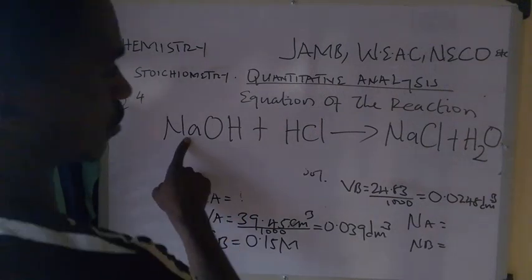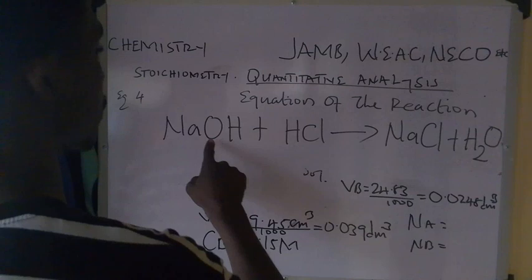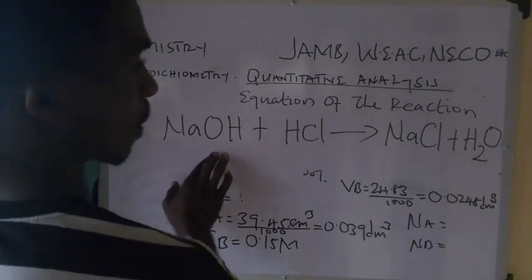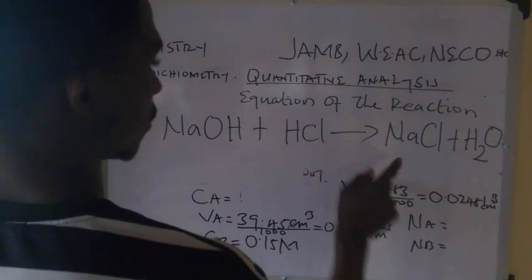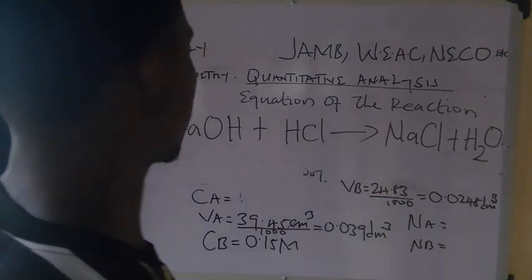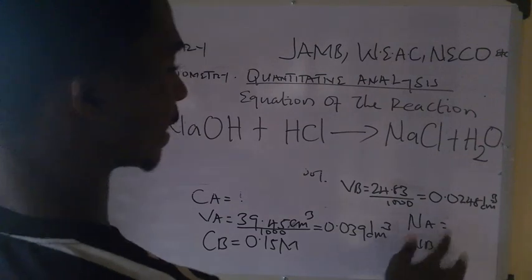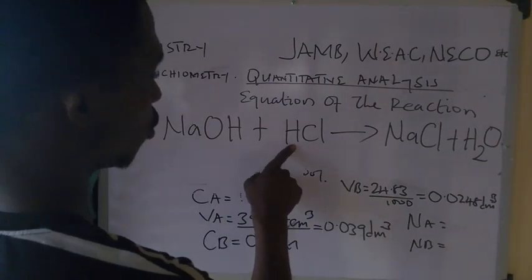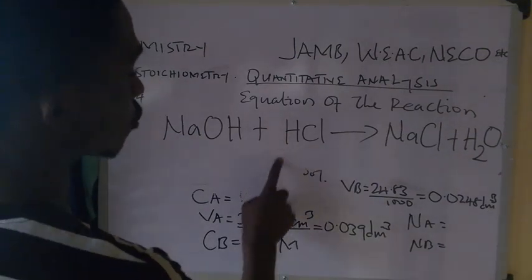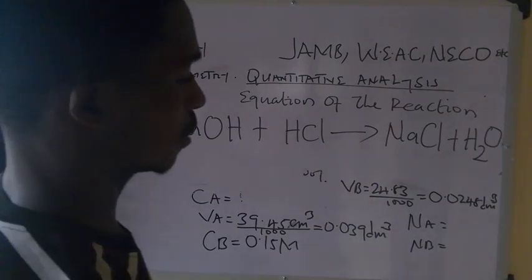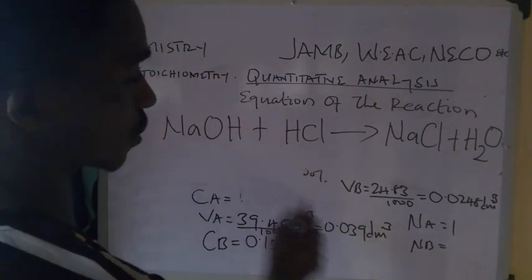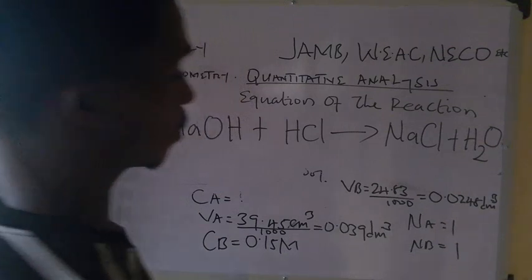One atom of sodium here, one here. Oxygen is one here and one there. Hydrogen is two here, two here. Chlorine is one here and here. So this equation is balanced. Now Na and Nb are the numbers of moles of sodium hydroxide and hydrochloric acid. The number of moles of hydrochloric acid here is 1, and the number of moles of sodium hydroxide is 1.